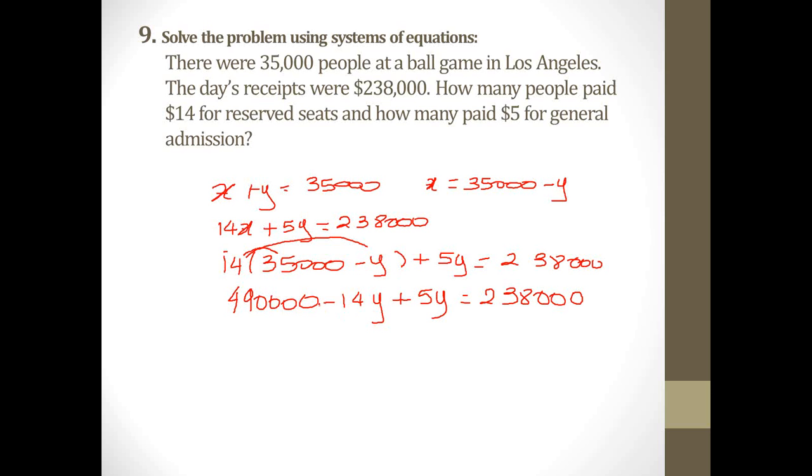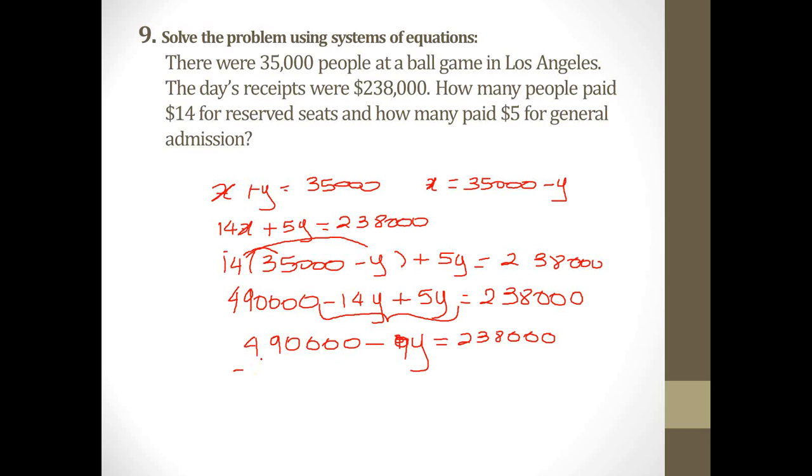Again, I have two like terms here. I'm going to combine them. I bring down my 490,000. They have different signs, which means I'm going to subtract. I'll keep the sign of the bigger number. So I get a negative 9y. I bring down my 238,000. I'm trying to get rid of this 490,000 so I can have the y by itself.